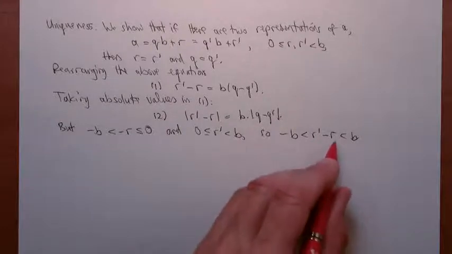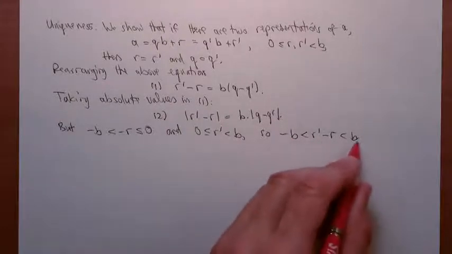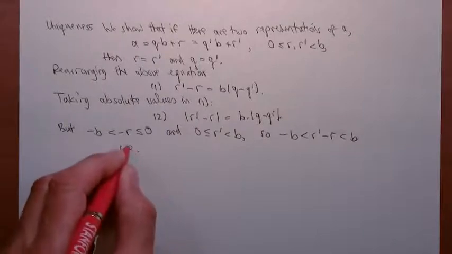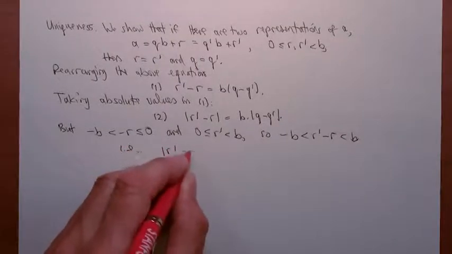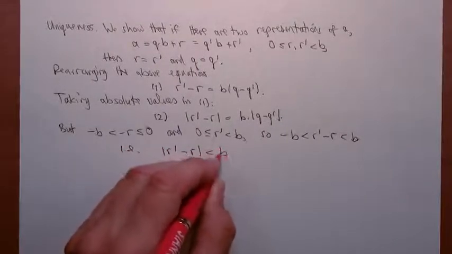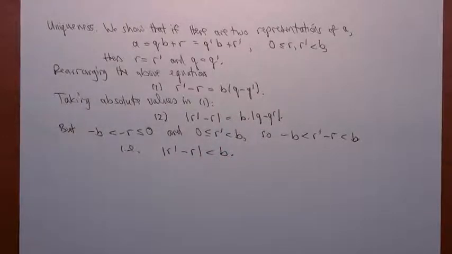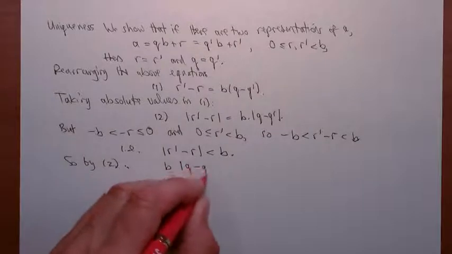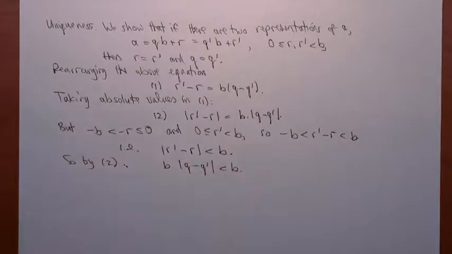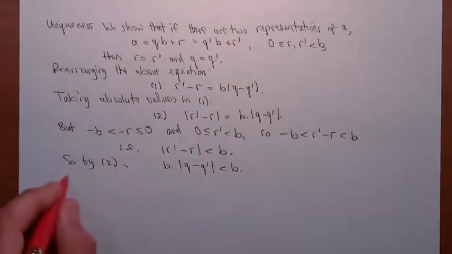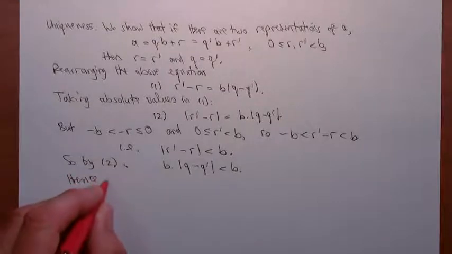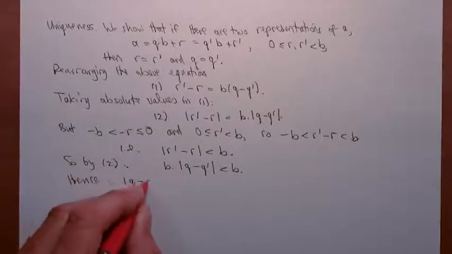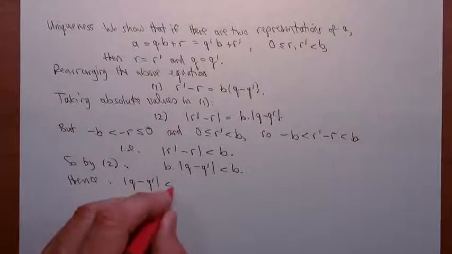Well, if R prime minus R is between negative B and plus B, that means that the absolute value of R prime minus R is less than B. So by 2, B times the absolute value of Q minus Q prime is less than B. Well, I can divide by B now to give me the absolute value of Q minus Q prime is less than 1.